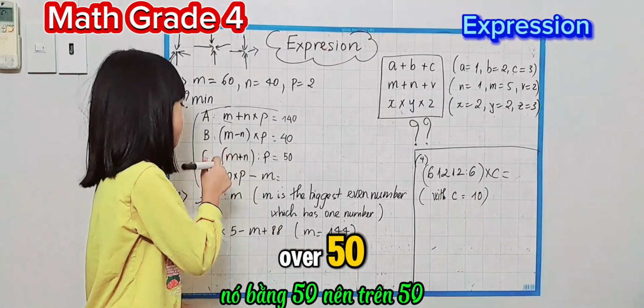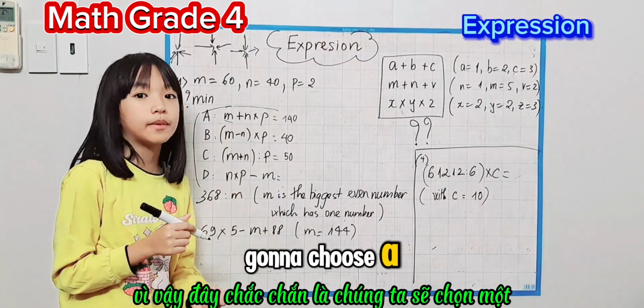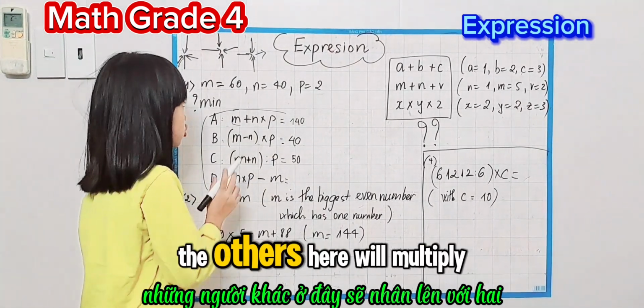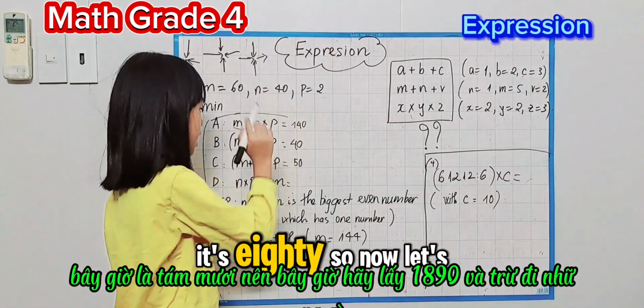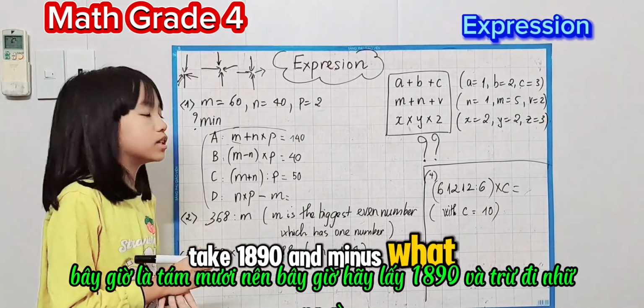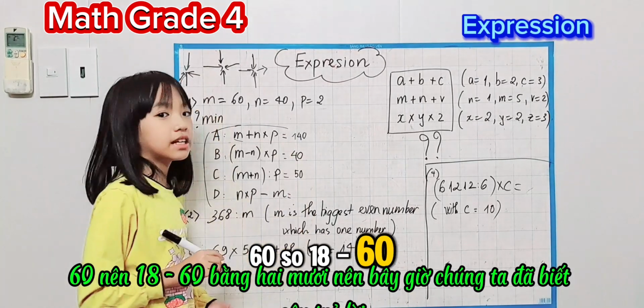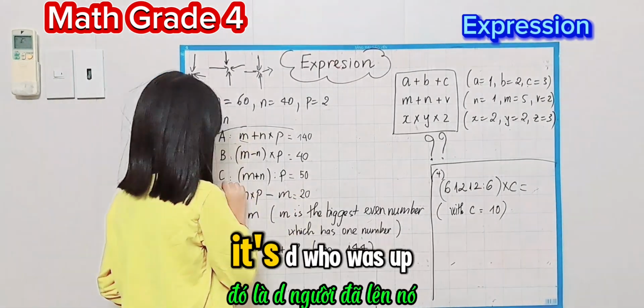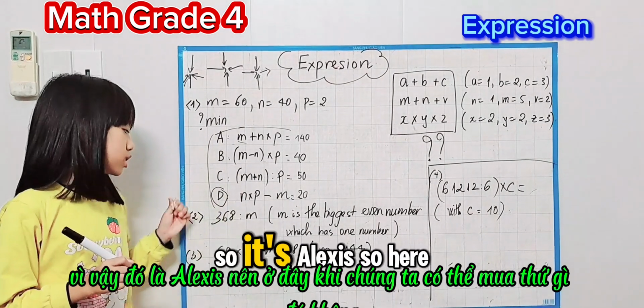So we're at 50. Definitely, we aren't going to choose A because we're asking for the smallest. Here it's kind of right, but let's just check the others. Here we'll multiply with 2, it's 80. Now we'll take 80 and minus 60. So 80 minus 60 equals 20. Now we know the answer. It's D.